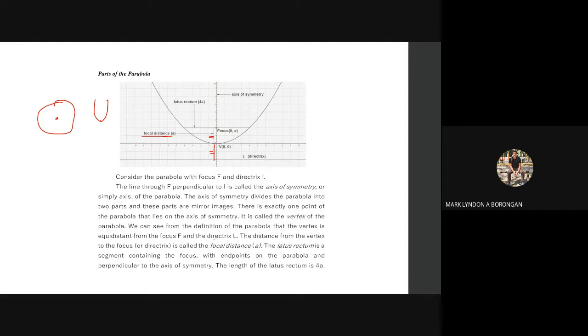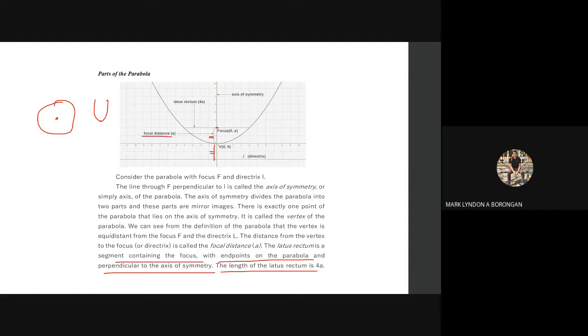Now, you have there the latus rectum, the segment containing the focus with endpoints on the parabola and perpendicular to the axis of symmetry. The length of the latus rectum is 4a. Okay, so that is the latus rectum. So here is the focus. And then how to construct the latus rectum?